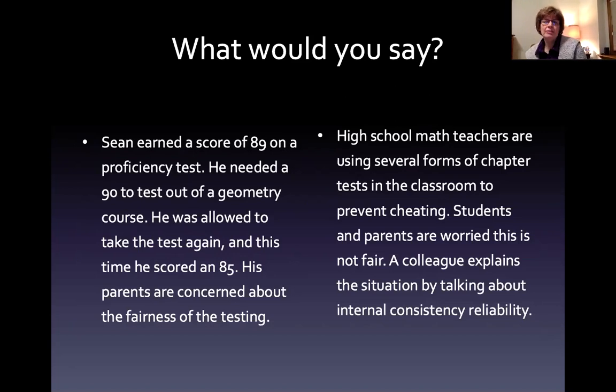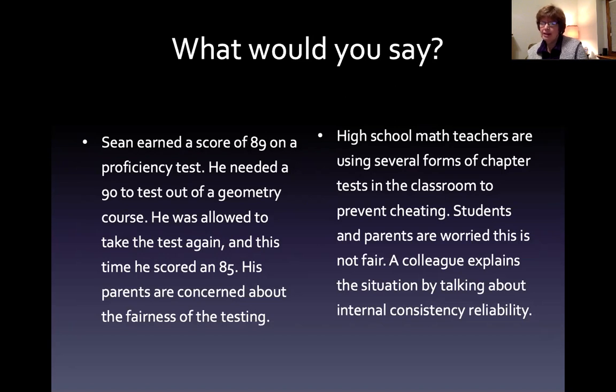Okay, all right, let's talk about the high school scenario on the next one. We have several teachers, they're using several forms of chapter tests in the classroom to prevent cheating. So, when you look at the tests, each student's test will look just a little different. And the students and their parents are worried that this is fair. What if I would do better if I had this form of the test? And a colleague explains the situation by talking about internal consistency reliability.